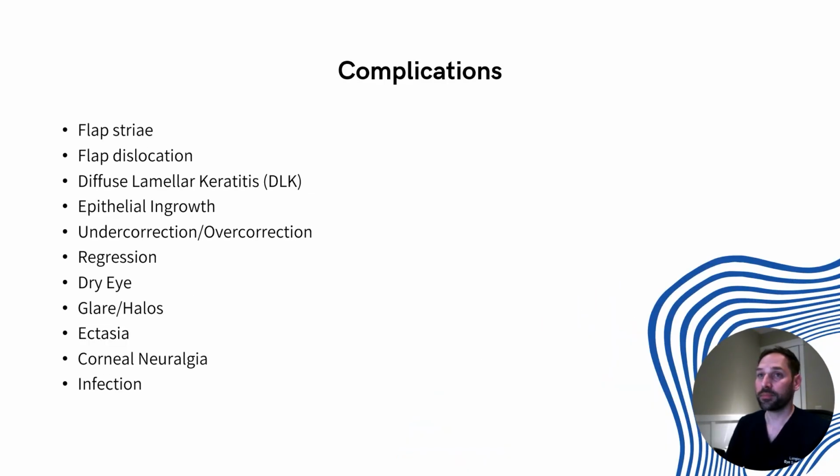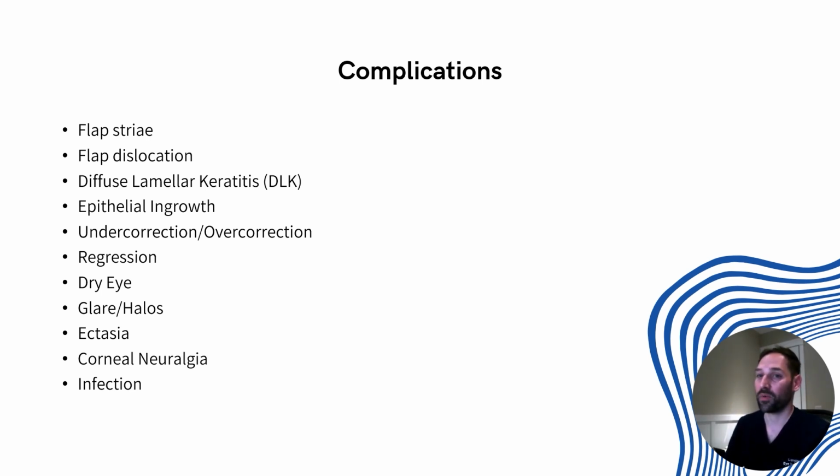So this is a lot of the things we already talked about. You can get cells from the surface epithelium growing in underneath the flap. Overcorrection and undercorrection and regression all mean that you have to retreat, either as a PRK or lifting the LASIK flap and treating underneath. You can get glare and halos, and this happens from a reshaping of the cornea and some more complex discussion.